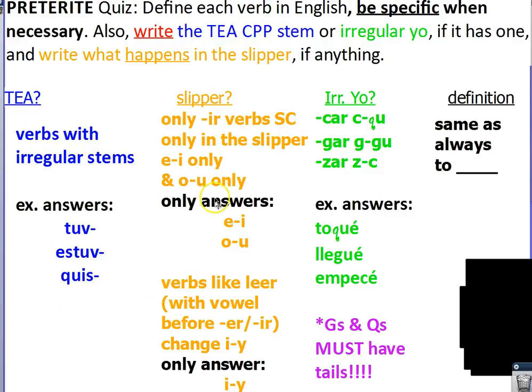And if I go back to this, it's a teacup, that's all it can be. If it's an IR verb, it's not also going to be a car, gar, or zar verb. So it can only be one thing at a time in the preterite. If you have any questions, let me know, but this was just a little introduction to your preterite verb quizzes.